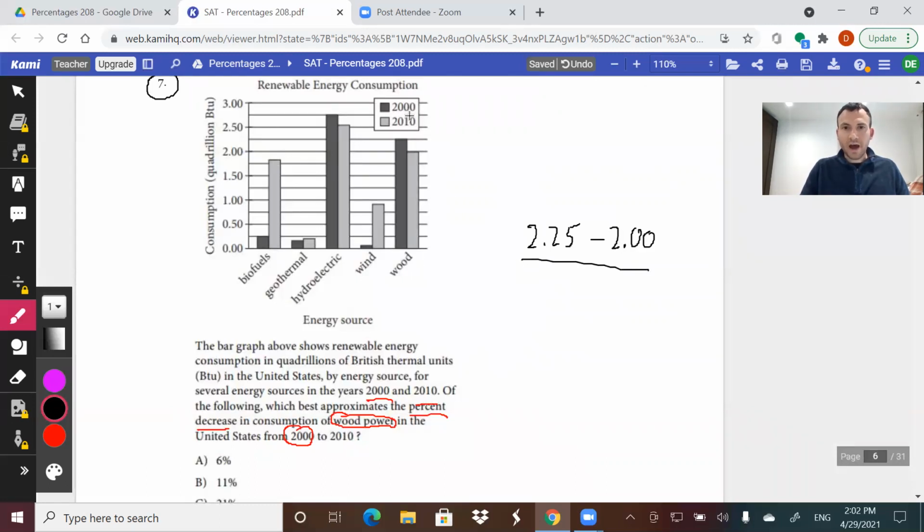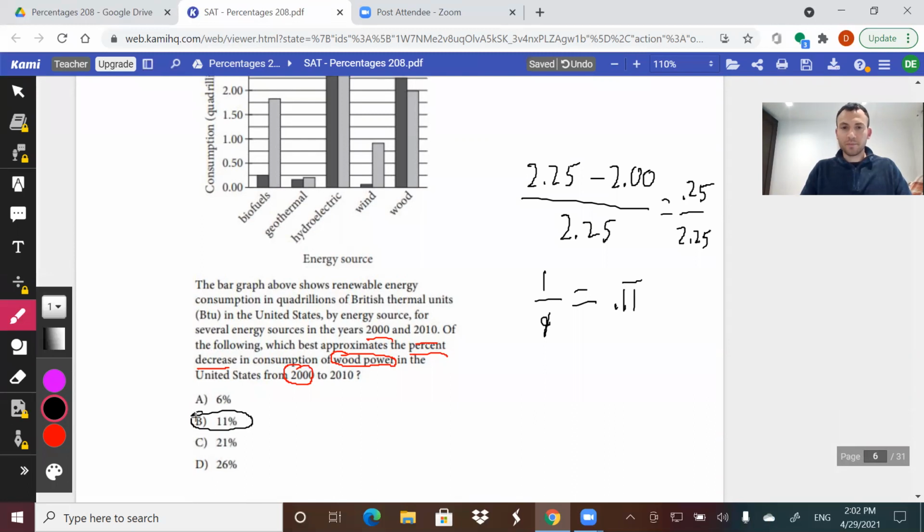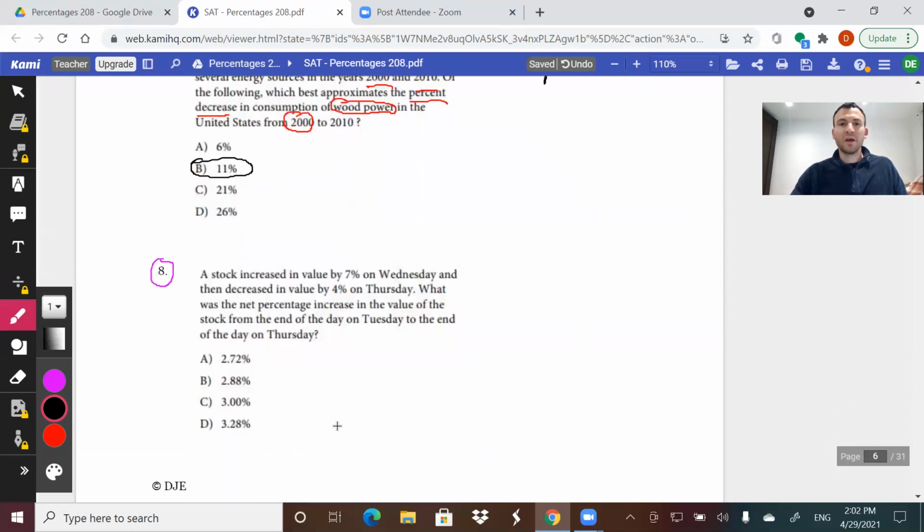The original was 2000, which was 2.25, right? That's the original. So we just went change over original. So 0.25 over 2.25. Okay, that's 1/9. And percentage-wise, I wish I could tell you 1/9 off the top of my head. That gets us 11%. It's just 0.11 repeated, actually. So anyway, this one's going to be 11%. Simply just change over original.